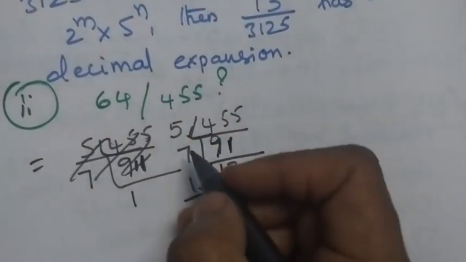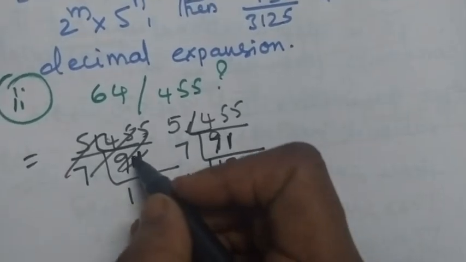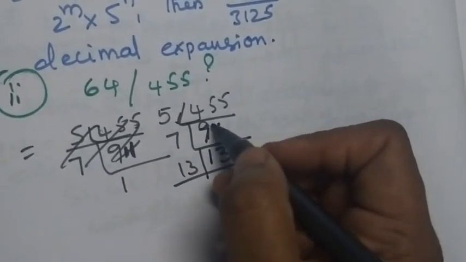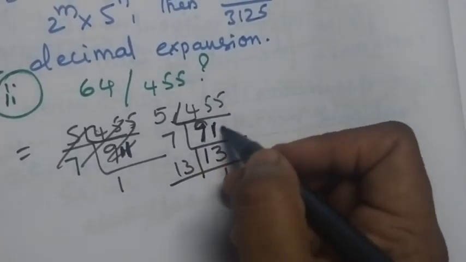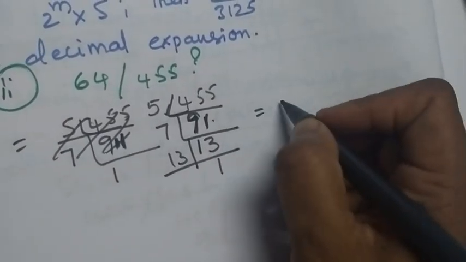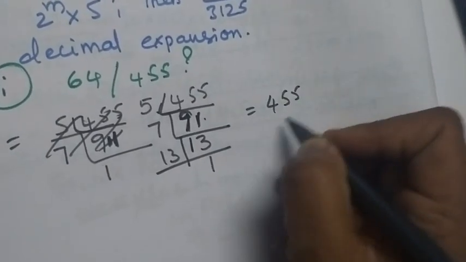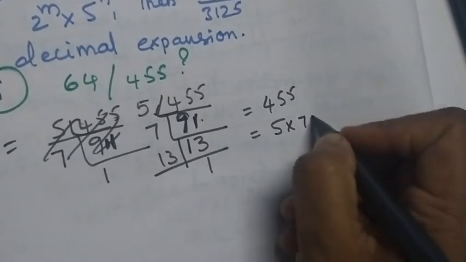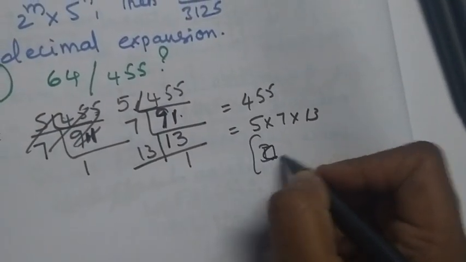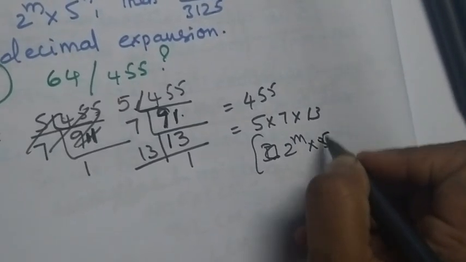Okay, I am a little confused here, putting 0 here. See here, 5 9s are 45, 5 1s are 1. So the denominator is 455, and the product is 5 into 7 into 13. It is not in the form of 2 power n and 5 power n.